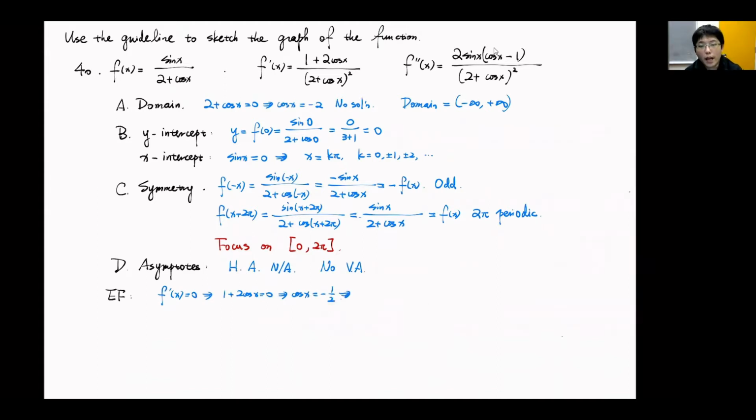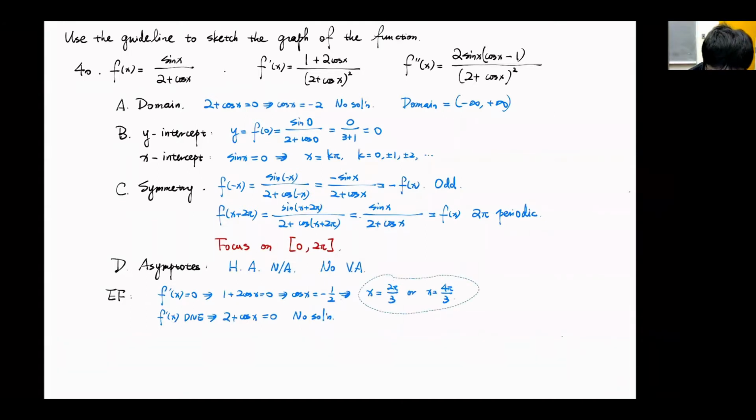Okay, so when x ranges between 0 to 2 pi, you should recognize that there are two values for you to take cosine x equals to minus 1/2. So this will be x equals to 2 pi over 3 and x equals to 4 pi over 3. So these are the 2 points where f prime of x equals to 0. Okay, so f prime of x does not exist means the denominator 2 plus cosine x equals to 0. So this guy, we have seen that no solution.